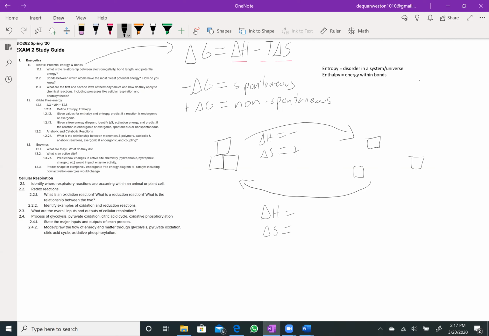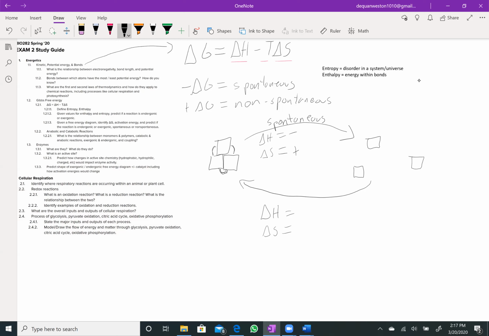I don't know who answered that, but this would be spontaneous. So the delta H, is that the change in enthalpy? Yep, so that's your enthalpy, energy within the bonds. It's not like heat. For some reason, I see the delta H and I think temperature, I think heat. Yeah, you could think heat because it's a potential energy, and heat is usually energy.